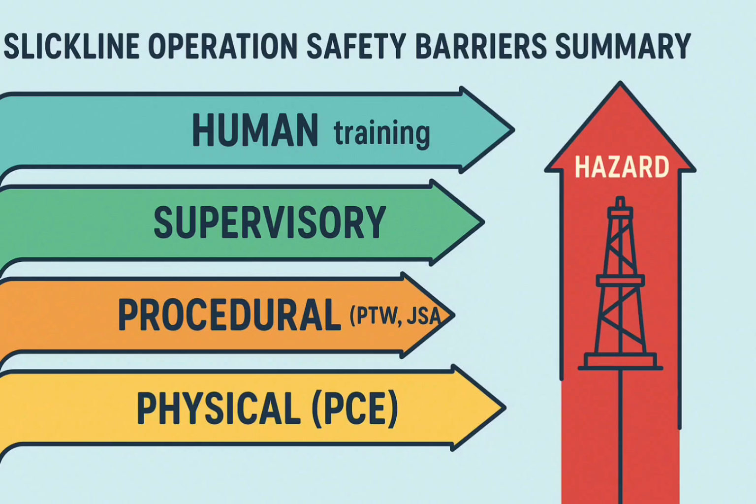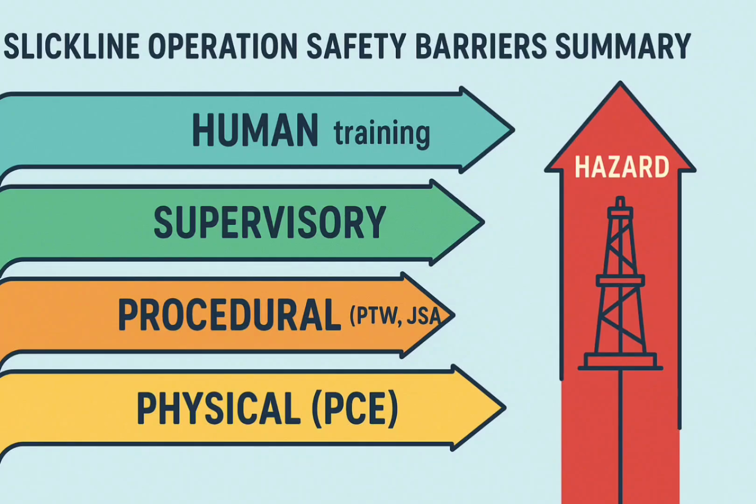Key human barriers include training and competence. Every operator and crew member must be qualified in slickline procedures, red zone awareness, and emergency response. Attention and focus. The winch operator and crew must monitor depth, tension, and wire movement continuously, especially near surface. Effective communication. Clear and concise radio or hand signals must be maintained between the floor crew, winch operator, and supervisor.